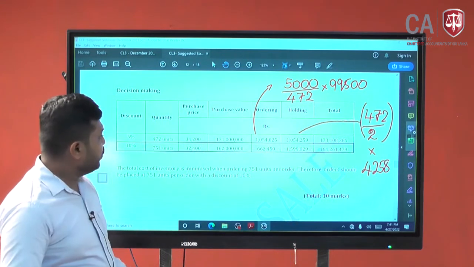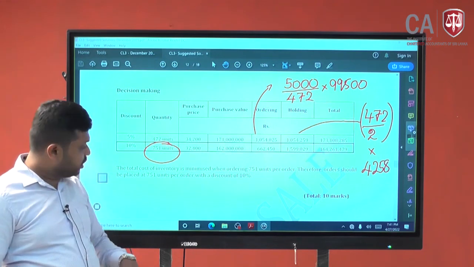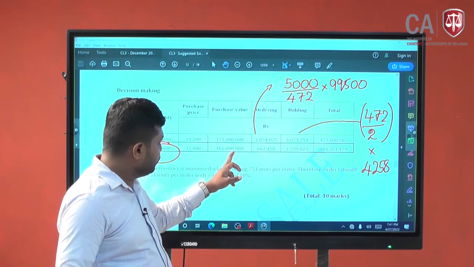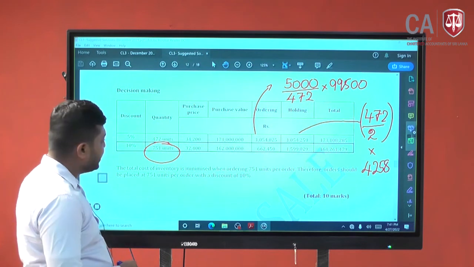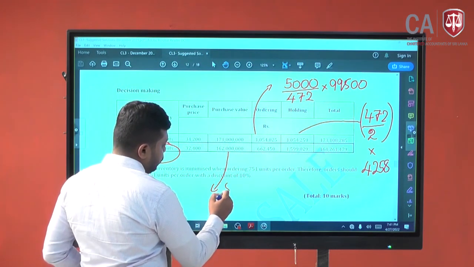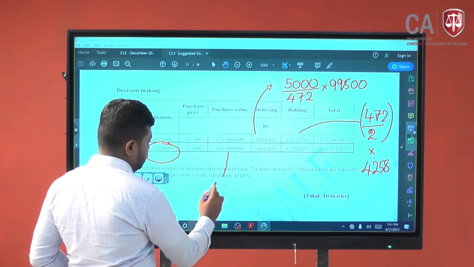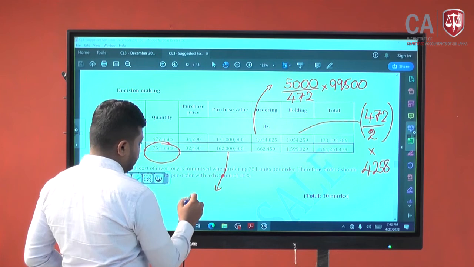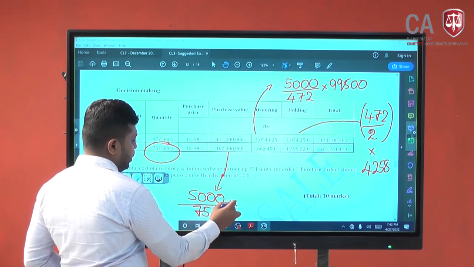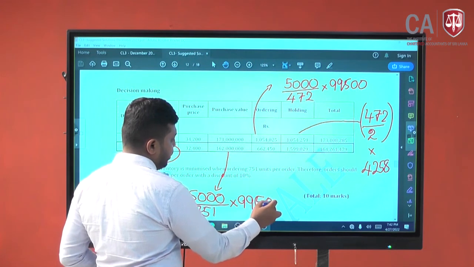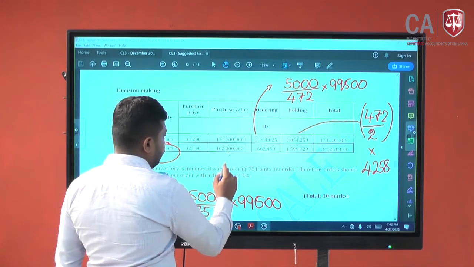Now you can see, in order to get the 10% discount, you need to order 751 units. That means more than 750 units. Then if you look at the total purchase value 162, ordering cost 662,450. How to calculate it? Same as earlier. 5,000, that is the demand, divided by 751, into cost per order 99,500. Then you will receive the answer for ordering cost.